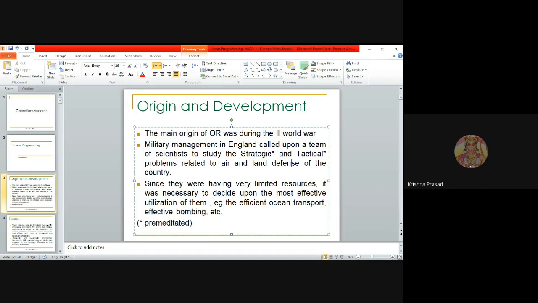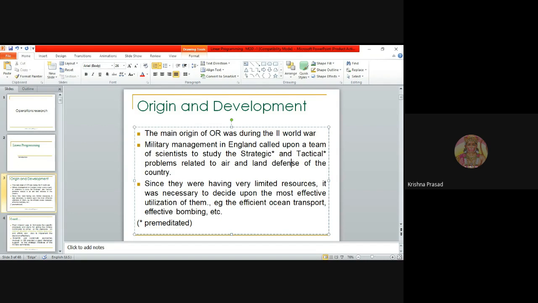A guy who was leading one particular troop, his name is Blackett, started to work tactically and strategically, doing some operational things. And this worked out, and definitely it was carried over to industry, and they gave a lot of names to this particular subject, which was changed to operation research. Okay, let us start with our class.